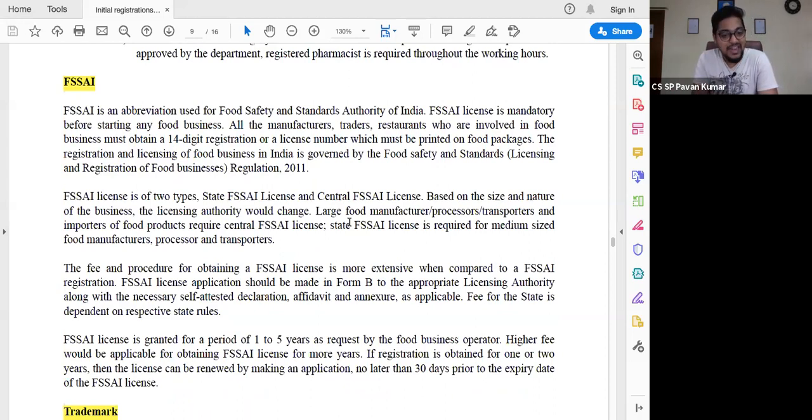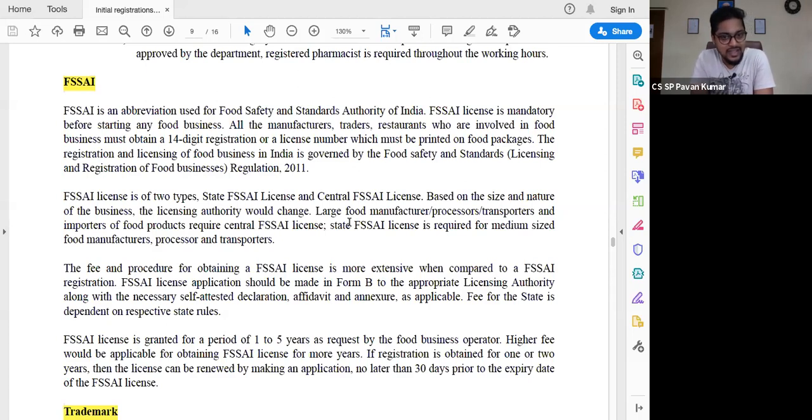or I am manufacturing some chocolate, the manufacturer of that chocolate, or the manufacturer of those Lay's chips, the person who's making the food product should possess an FSSAI license, which is a 14-digit number, which is again an online process.